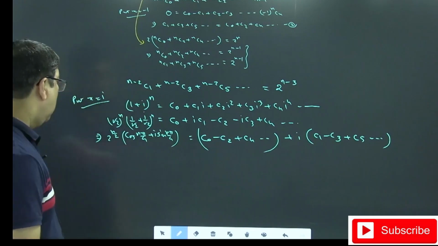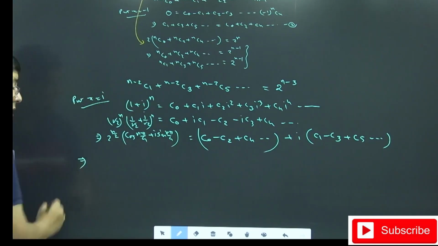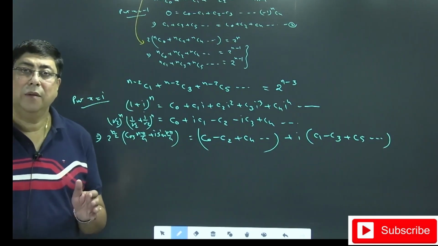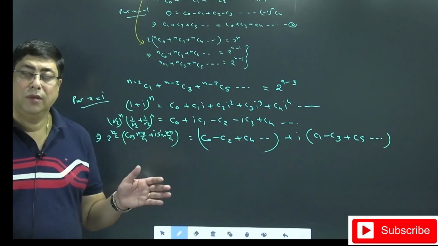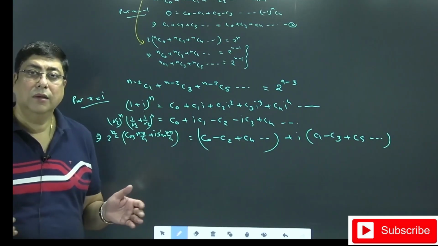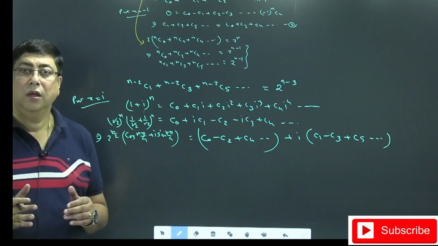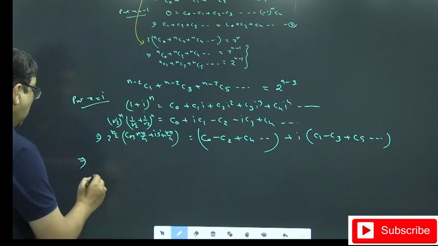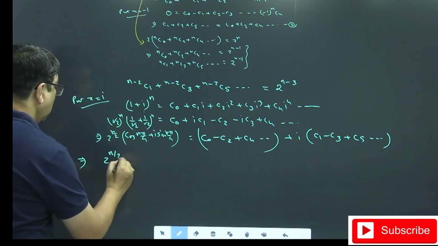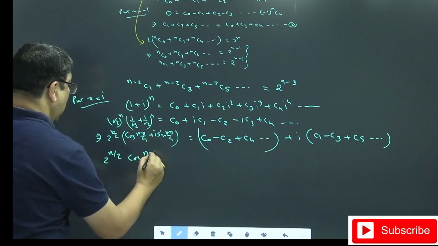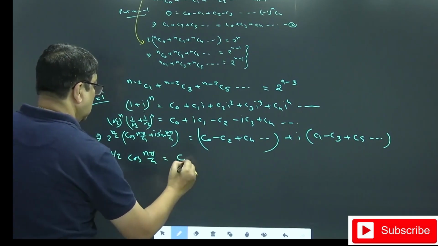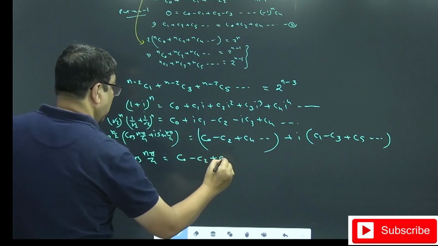So if we equate the real and imaginary parts, and if we separate, we are getting another series, and these are the fundamental series. These are extremely important for the entrance examination. So we can write this as 2^(n/2) cos nπ/4 equal to C0 - C2 + C4.